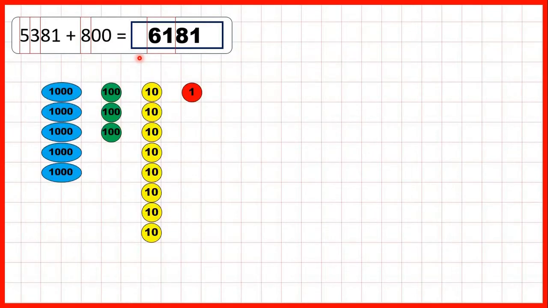Or, using place value counters, again we're starting with 5,381. Let's add 800 counters. We can add 1, 2, 3, 4, 5, 6, 7, exchange, then add 8 to give us 6,000 counters and 100 counter.